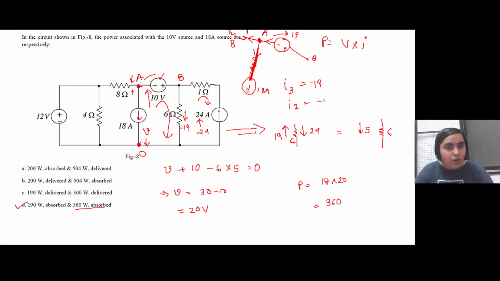If this 8 ohm resistance would not have been there, then the entire 18 ampere current would have been flowing through this entire branch from B to A to O. But since this 8 ohm resistance is connected, this node is again in connection with this 8 ohm resistance, so we cannot simply consider this 18 ampere current, because KCL has to be valid here, and we are applying the total current that is present in this particular branch A to B. Did you get it?